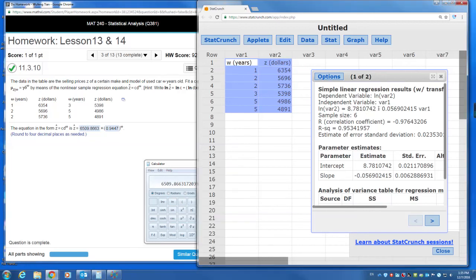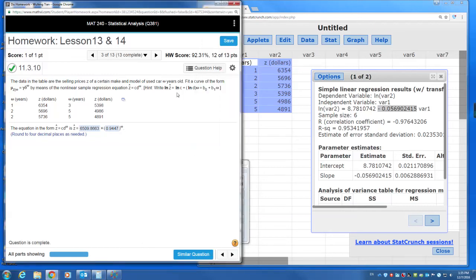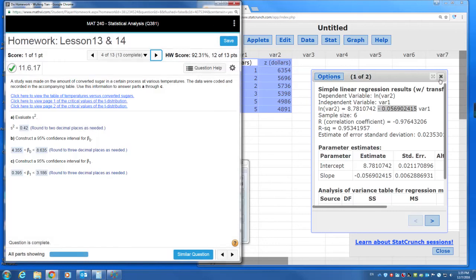The next number is ln d equals negative 0.5. ln d equals this number, so d equals the exponential of this number. The exponential of this number is 0.9447. Okay, that's the only thing you need to pay attention to.